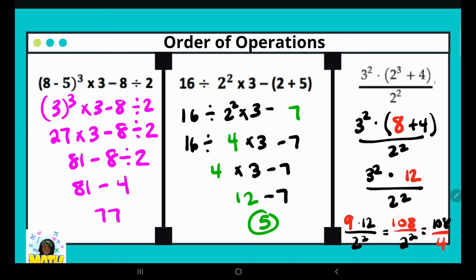So now I don't want to leave it this way because that can be simplified. So 108 divided by 4, now what is that equal to? So 108 divided by 4 is equal to 27. And that would be your final answer. So this expression, when simplified, is equal to 27.